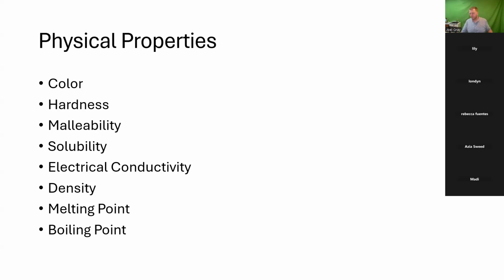Okay, now this is slide number 7. Okay, so some physical properties are just simple descriptors. The color of something is a physical property. The hardness is a physical property. Does anyone know what malleability means? Add a Y or an N to the chat if you know what malleability is.